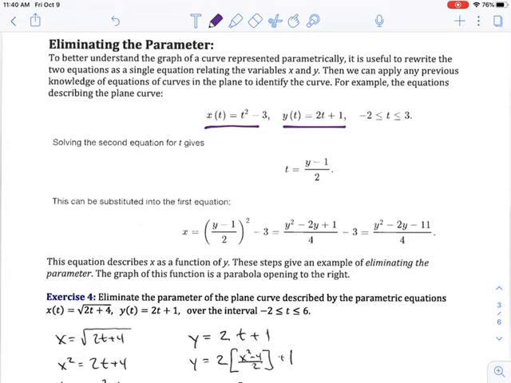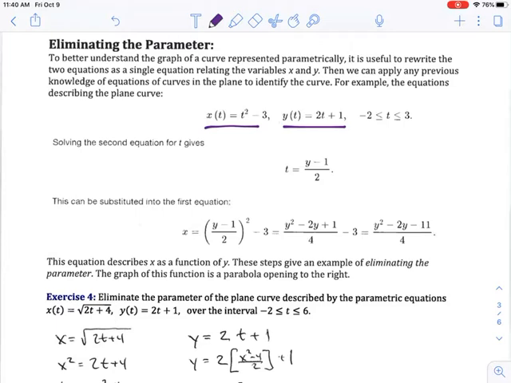In other words, to write x and y as a function of each other and not as a function of t. By doing this, we can get a better feeling for what the graph of this function is, because we're used to looking at functions y as a function of x, or even x as a function of y.